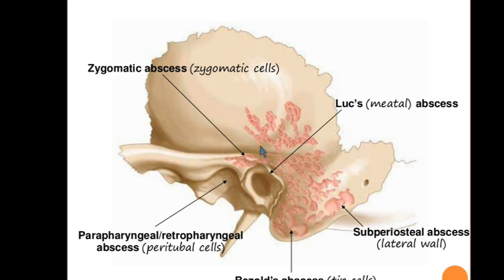If the pus has ruptured through the tip, see, all cases will not go through all the routes. Some may go through this, some may go through this. In some patients it may rupture through the tip and then percolate its way through the sternocleidomastoid muscle. Here at the tip, which muscle is attached? Fibers of sternocleidomastoid. So the pus will track its way down along the sternocleidomastoid and come out. That is known as Bezold's abscess.